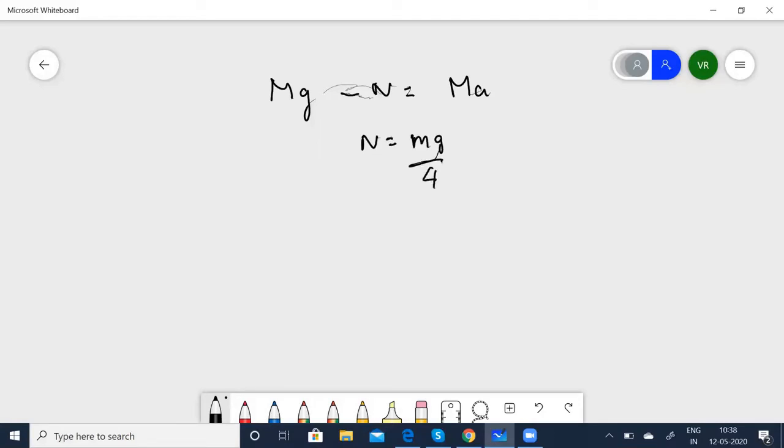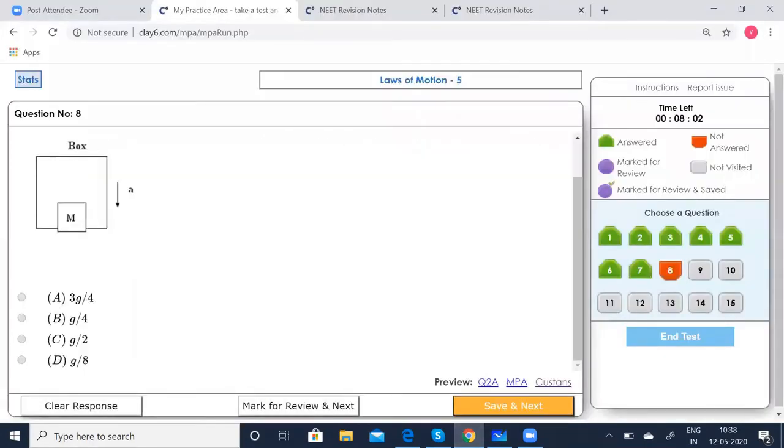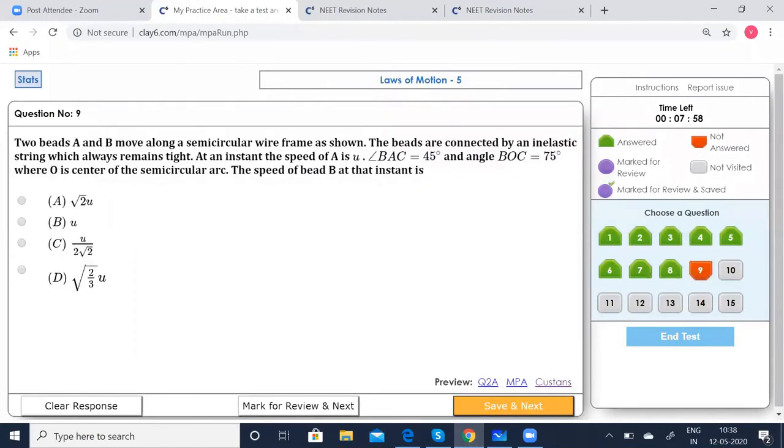It's capital M. So I can now substitute, and A will be equal to 3g by 4, right? So after substituting that, you can find it out. It is going to be 3g by 4. Let's see which option is correct. 3g by 4, option A is correct. Okay, save that, go to the next.